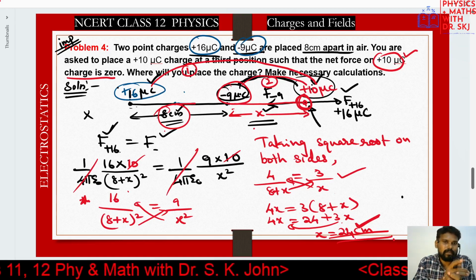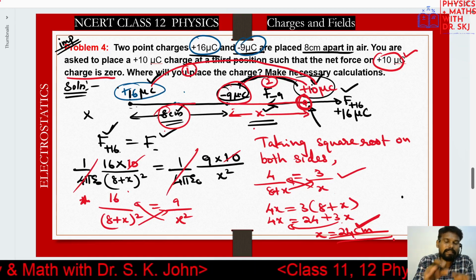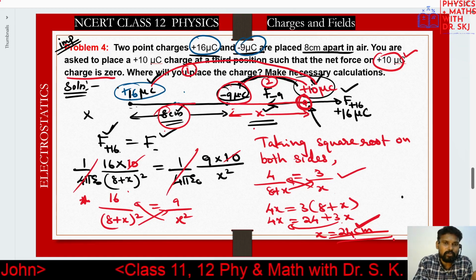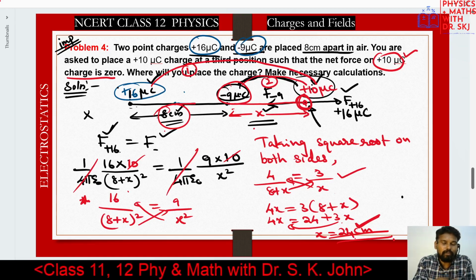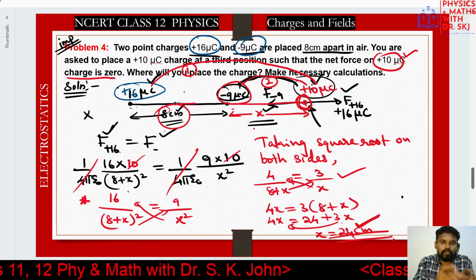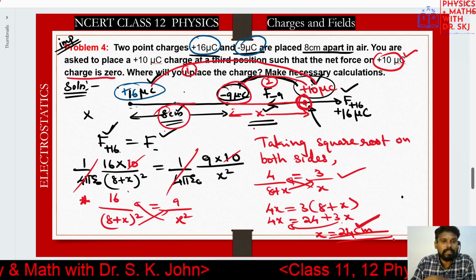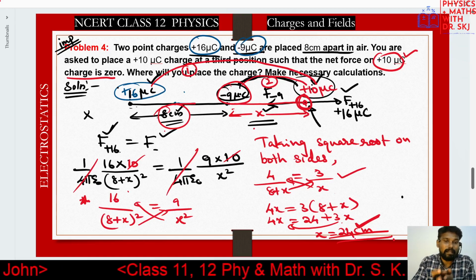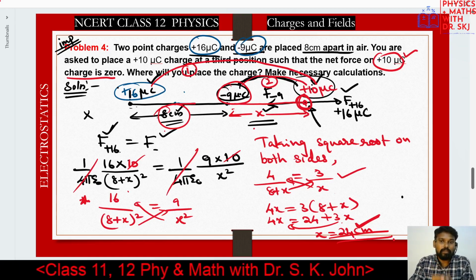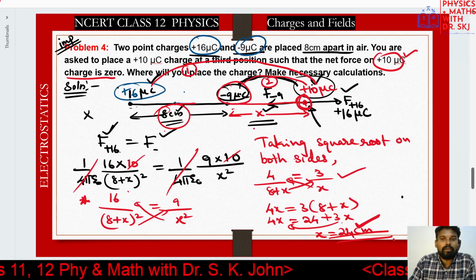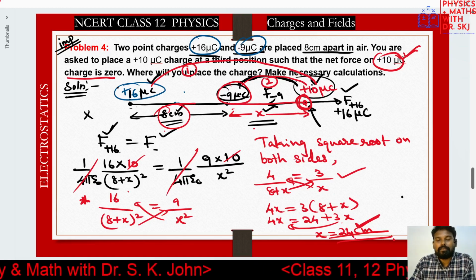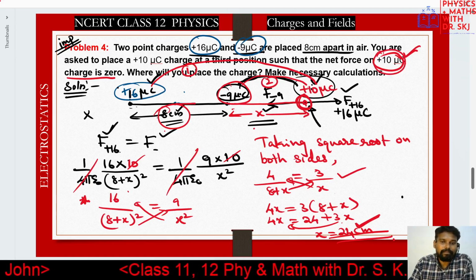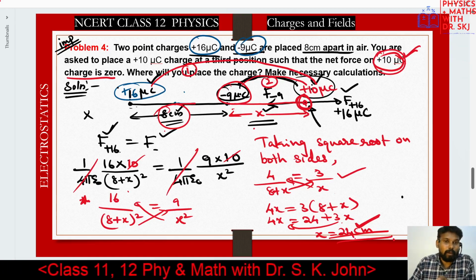So there is no confusion. One person reading that answer can easily locate the point. So this is the answer, and that sentence also is very important. So we have to place the plus 10 microcoulomb charge at a distance of 24 centimeter from the minus 10 microcoulomb charge, and a distance of 32 centimeter from the plus 16 microcoulomb charge, in order that the force on this charge is 0, or in order that this charge is in equilibrium.